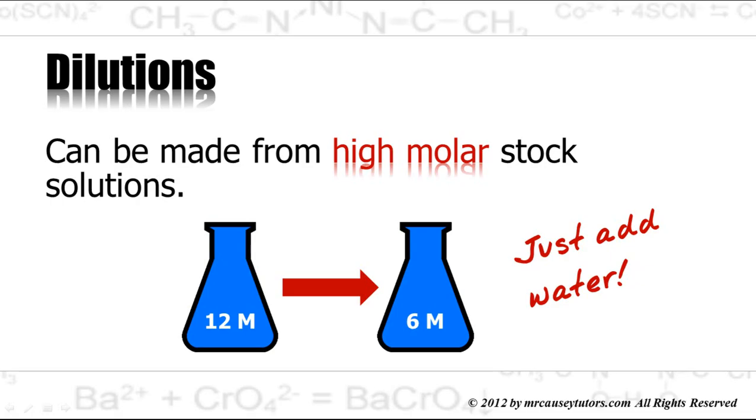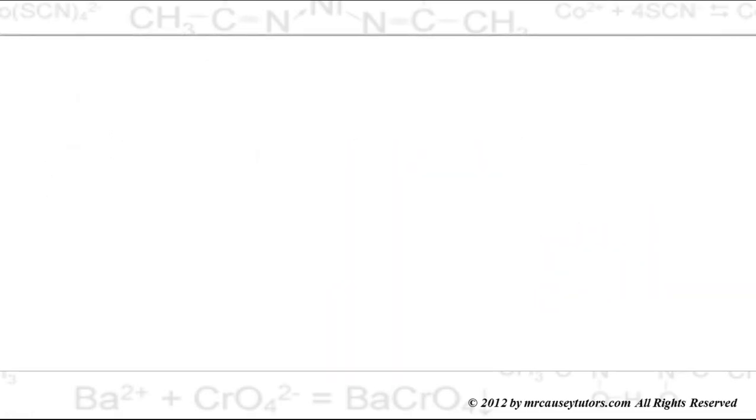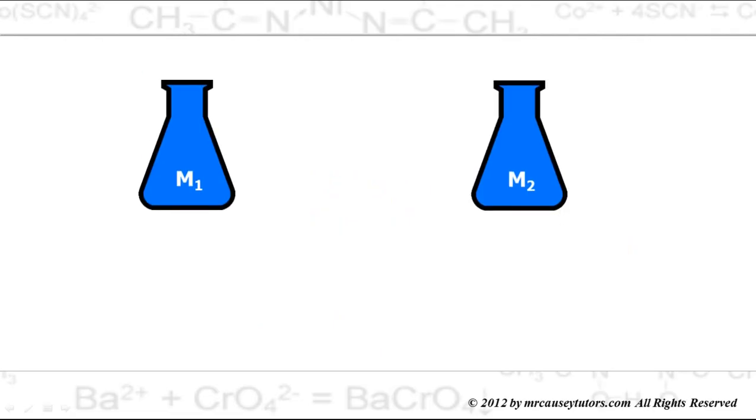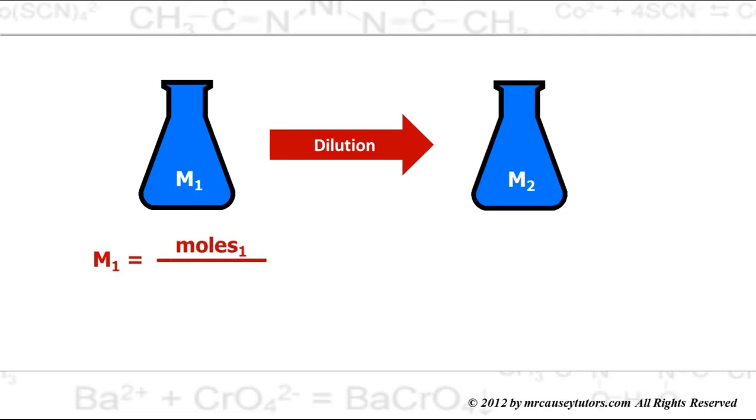I have a little example here to show you how we're going to make dilutions. Let's say we have two samples here. We have our stock solution right here, M sub 1, of some molarity of high concentration, and we are going to dilute it into M sub 2, a lower concentration. But how can we do that? Well, a little algebra and mathematics can help us come up with a little equation. We know that the molarity of M sub 1 has to be the moles divided by the volume, and the molarity of M sub 2 has to be moles divided by volume.